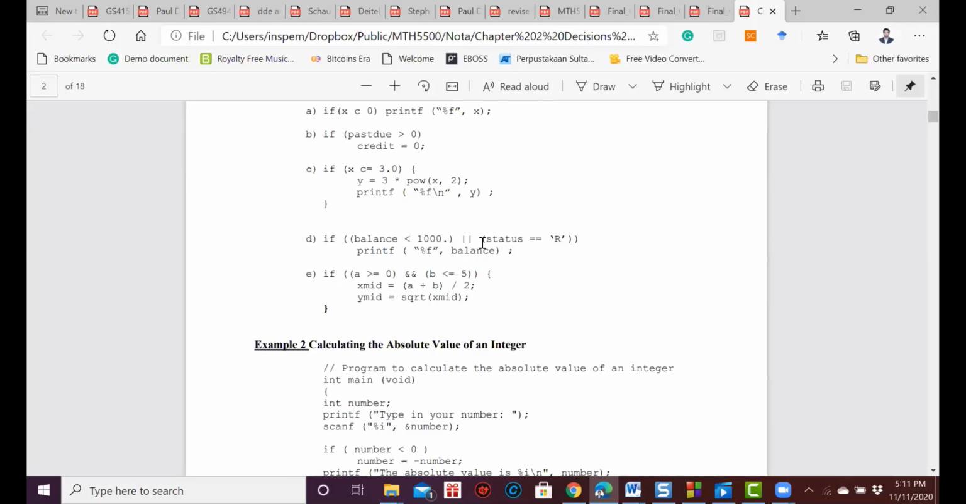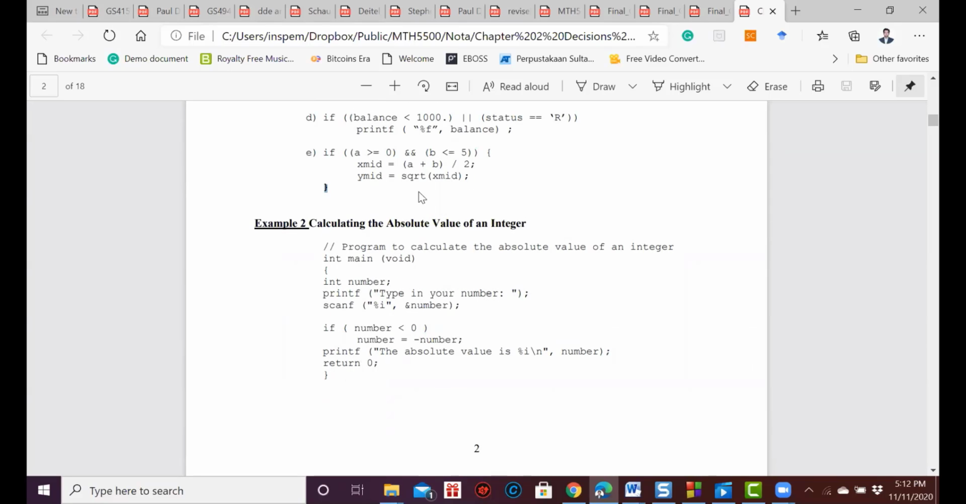The difference here is the combination of conditions: here it is or, and here it is a combination with and. If a greater than or equal to 0 and b less than or equal to pi, then x mid is a plus b over 2, and y mid equals the square root of x mid. We put curly brackets here. That's how simple and straightforward it is.